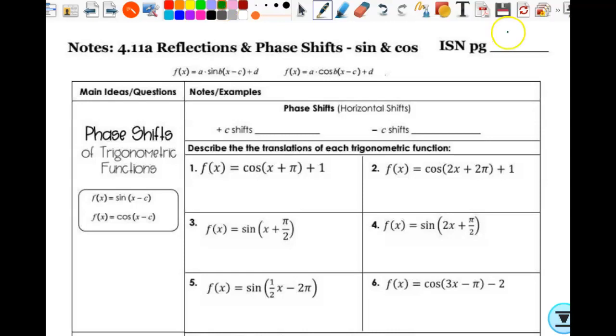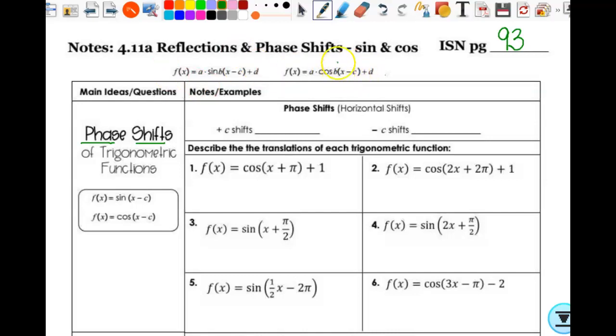All right, it's going on page 93 when we're done. So we're adding that horizontal translation that, remember, we call a phase shift with trig, but it's just your left and right. That's all it is. So here are your little transformations, and we've added that C in there.